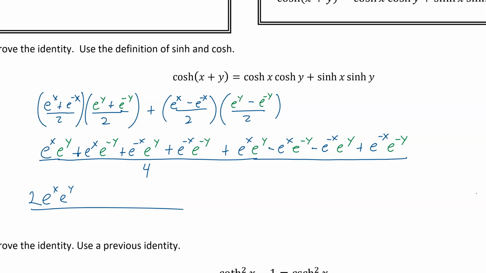You can see why I had the red ink. e to the x plus y, and then that's minus. And then this one is the same as this one, so they cancel. So now all we have left is the last two, and that's 2 e to the negative x, e to the negative y, all over 4. And so the 2 cancels, so we end up with e to the x plus y.